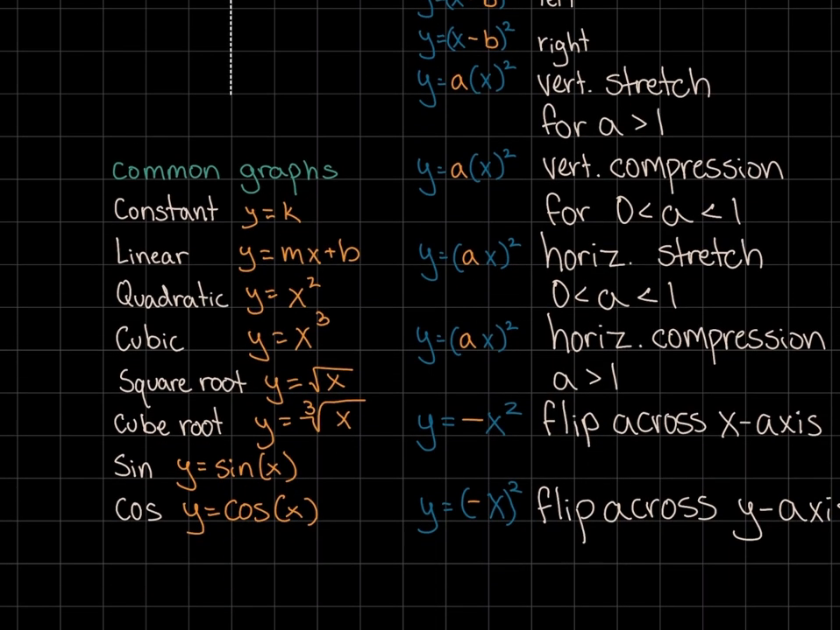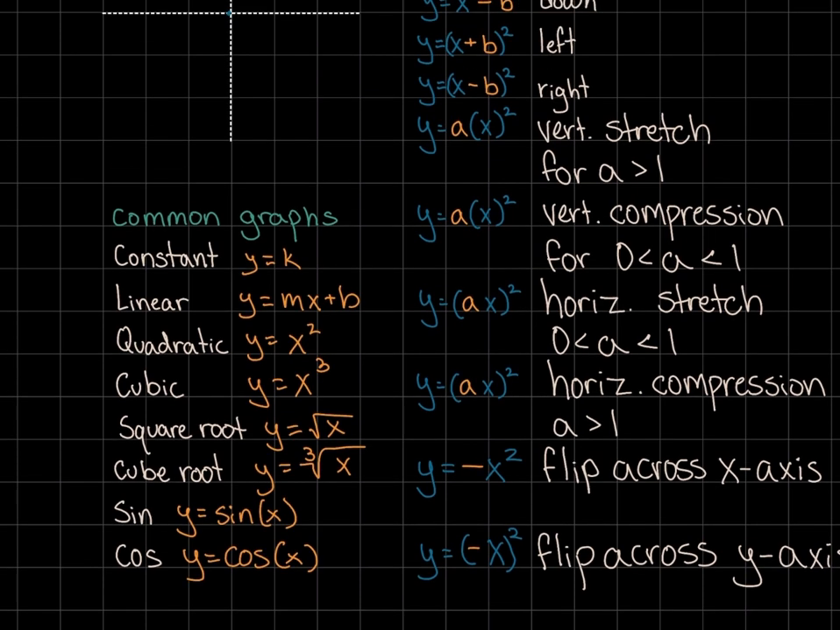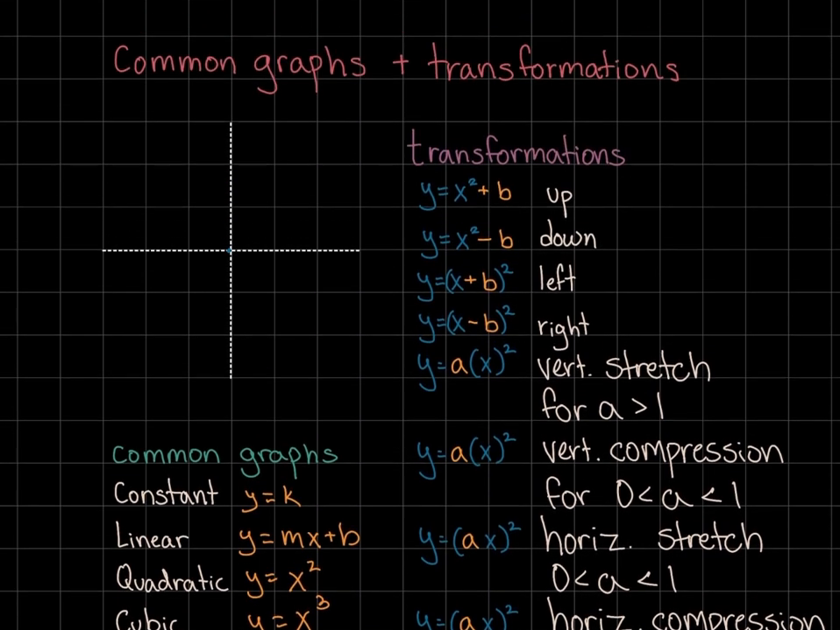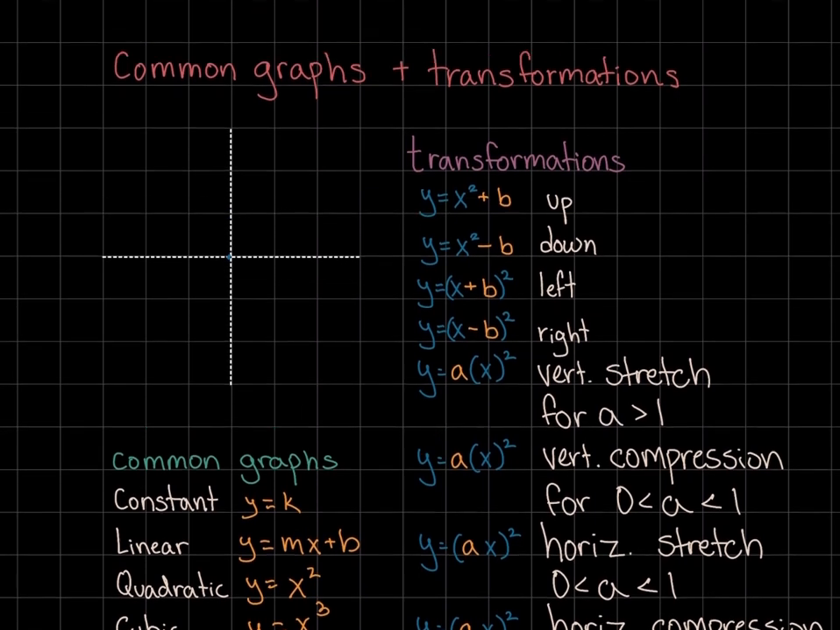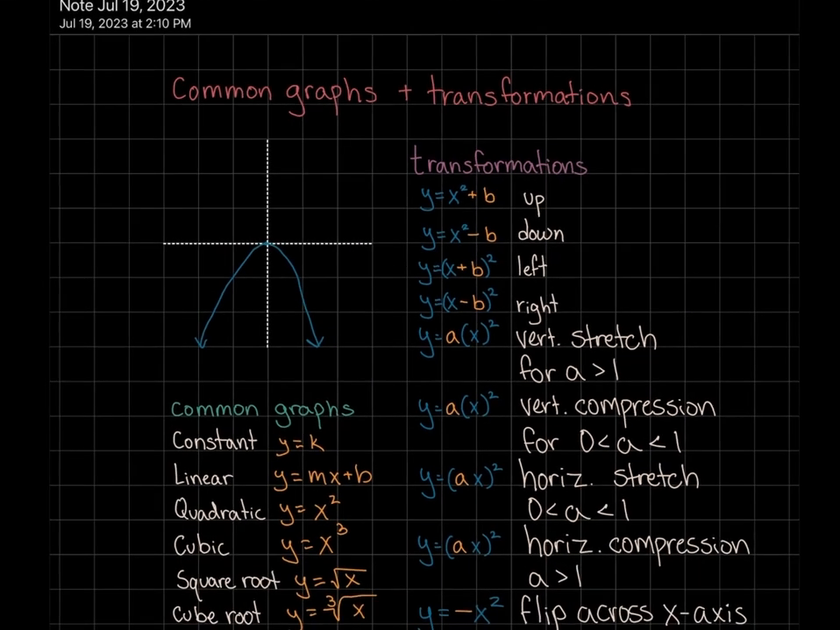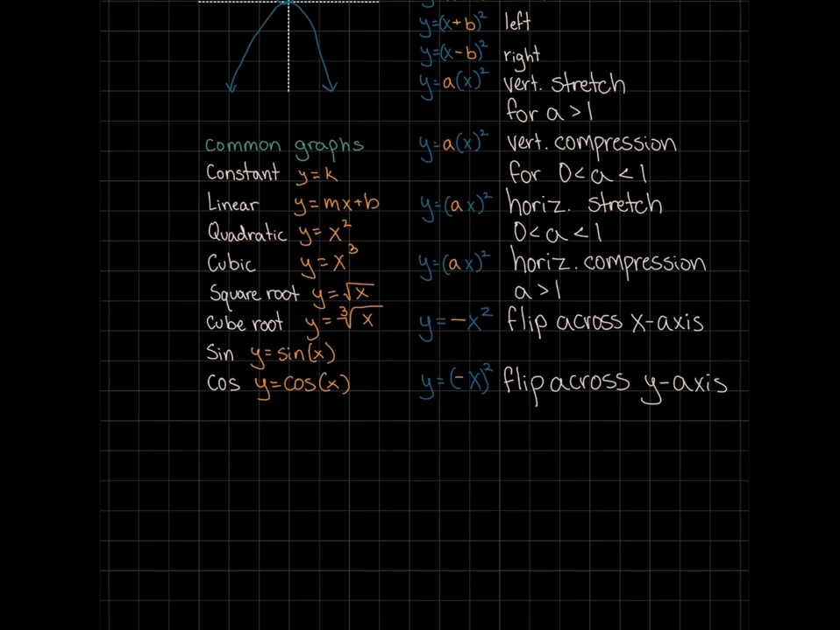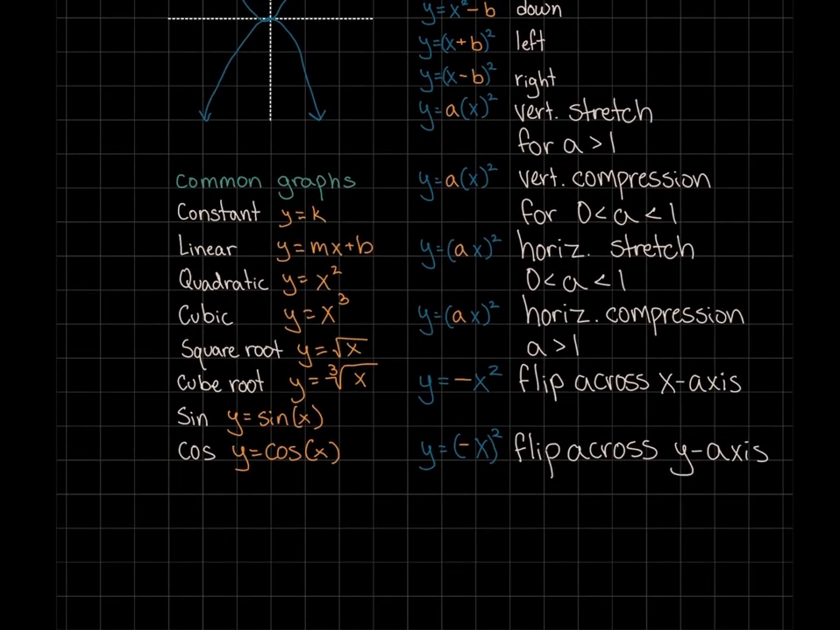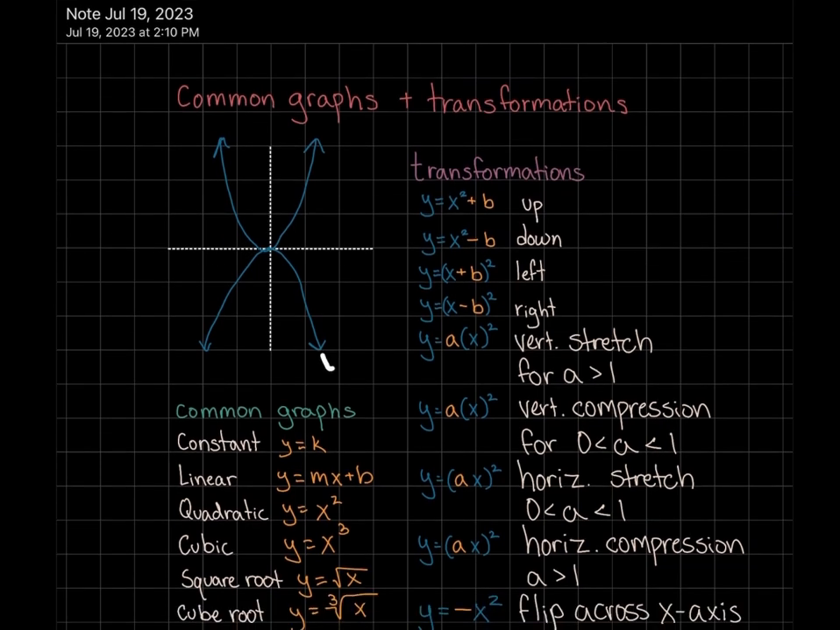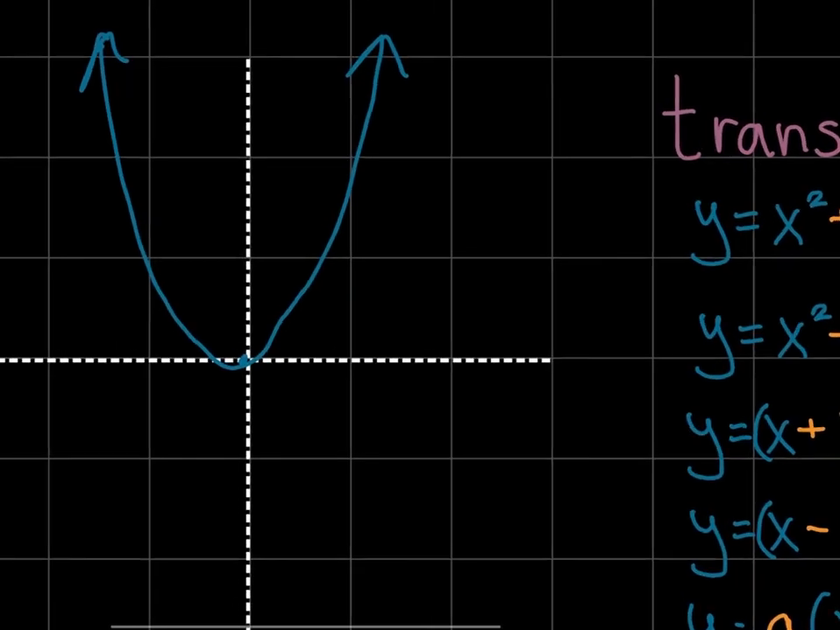And then we have our flips across the x and y axis. As I mentioned earlier, the parabolas can open up or down depending on the sign. If the sign is negative, it's going to open downward, and if the sign is positive, it's going to open upward. And this is on the outside of the parentheses, while on the inside of the parentheses, just because this parabola is symmetric, you can't really tell.